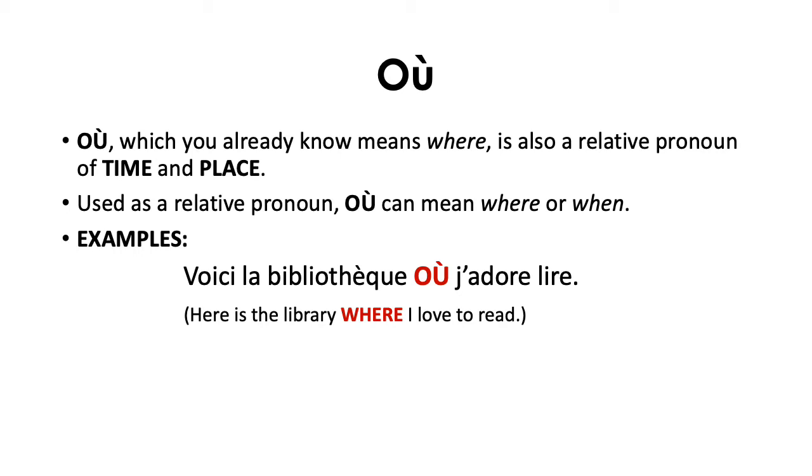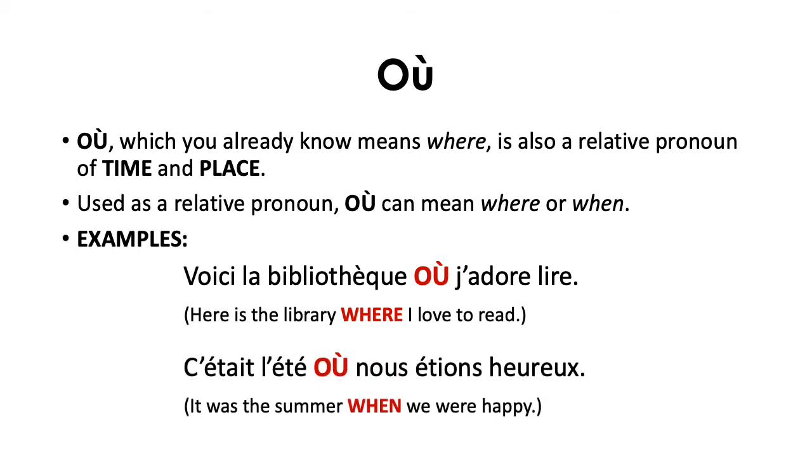Voici la bibliothèque où j'adore lire. Here is the library where I love to read. C'était l'été où nous étions heureux. It was the summer when we were happy. So if we use où as a relative pronoun, it can mean where or when. It represents time and place.